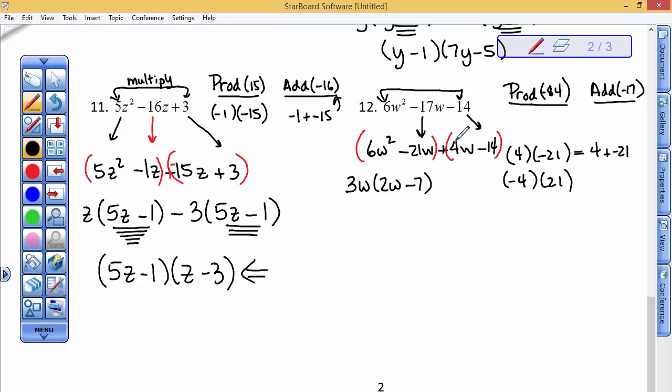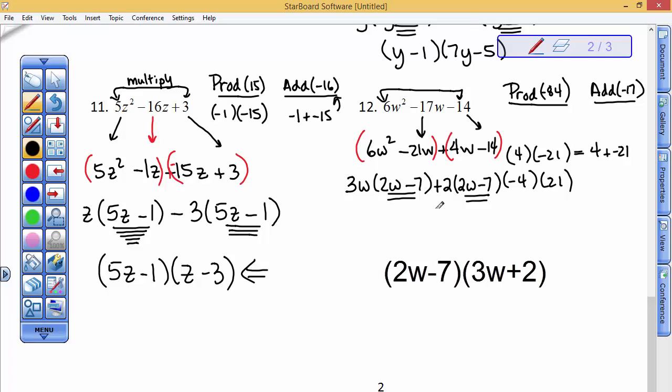And then the greatest common factor between a 4 and a 14 is a positive 2. And I'll need a 2w here, because 2 times 2w is 4w. I'll need that minus 7. Good thing, because I want those to match. I'll bring down that common binomial, and then I'll put the 3w and the 2 in its second binomial. Don't forget I can FOIL this to check it, and this works every time. We're going to practice this some more in the next video. It's tried and true. Any trinomial can be factored this way.